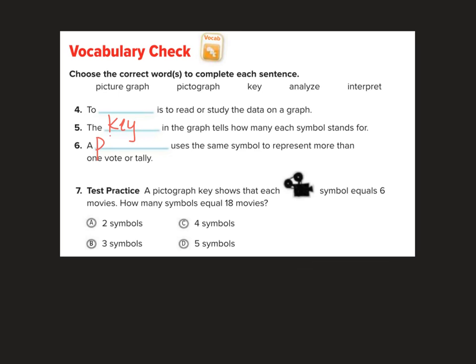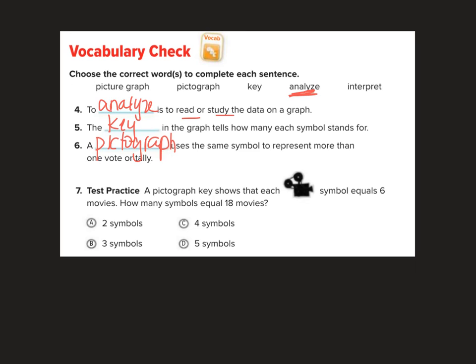Pictograph. Okay, and if we're reading or studying the data, we're analyzing it. When we're making a claim, then we're interpreting it. So that one's analyze.